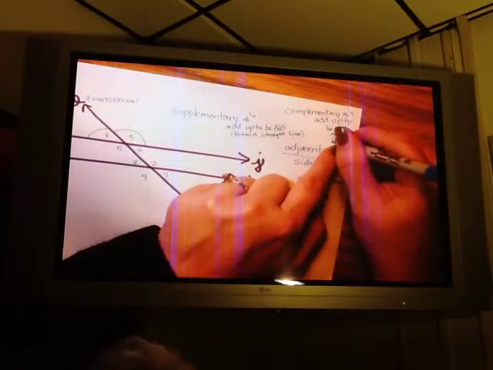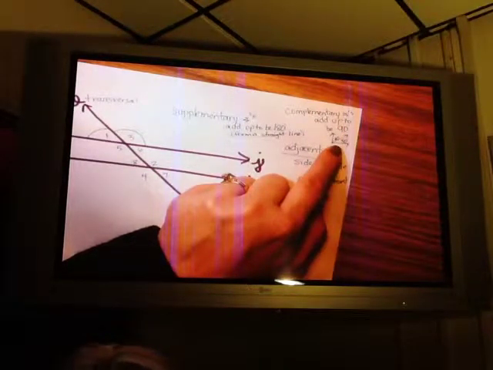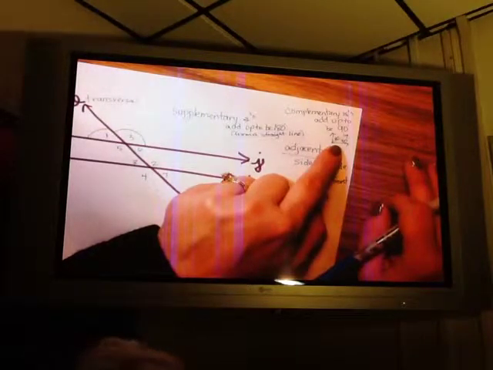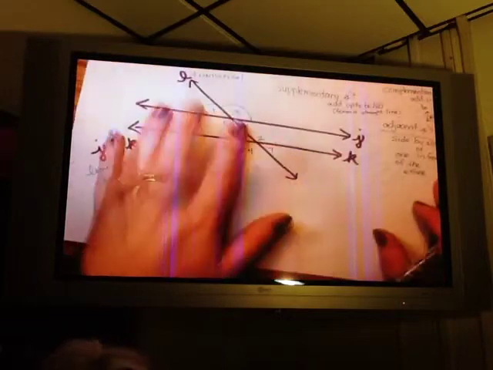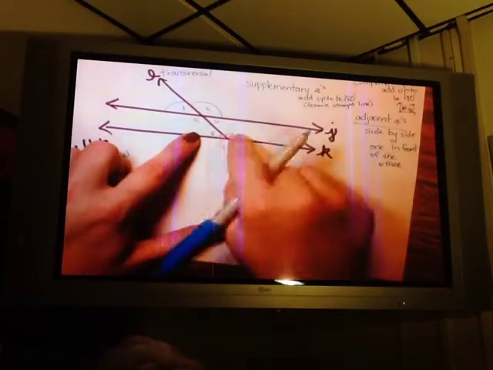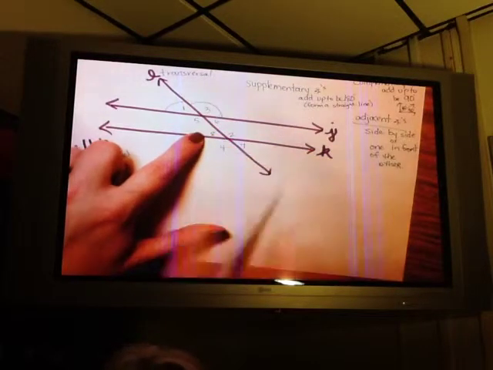Yeah, this angle's right next to that angle. So these two angles would also not only be complementary, but they would be adjacent. Find another pair of adjacent angles here. 8 and 2. Are they adjacent? Do you agree? Yes.